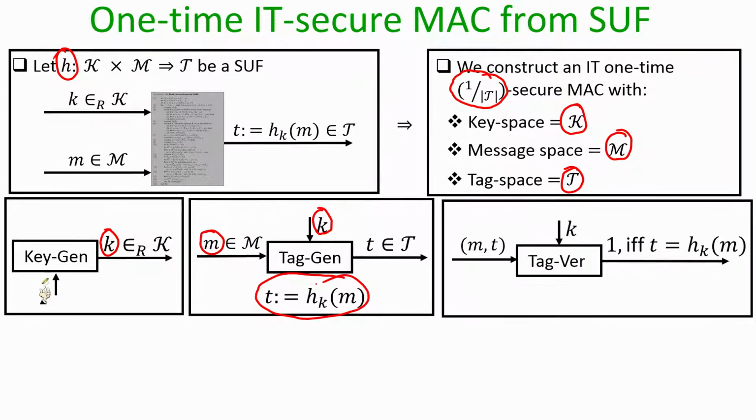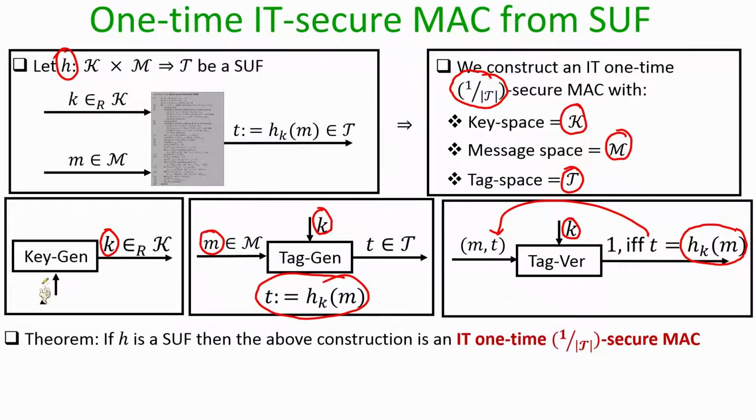And the tag verification algorithm is canonical in the sense that if you are given a message comma tag pair as input, then to verify a message comma tag pair with respect to a key k, what you do basically is you recompute the value of the tag under the key k for the message, namely you compute the value of the SUF on the message as the input with respect to the key k and verify whether the recomputed tag matches the tag that you have seen in your input. If that is the case, then the verification is successful or the output is 1, otherwise the output is 0. So, that is a generic construction of one time information theoretic secure MAC from SUF.